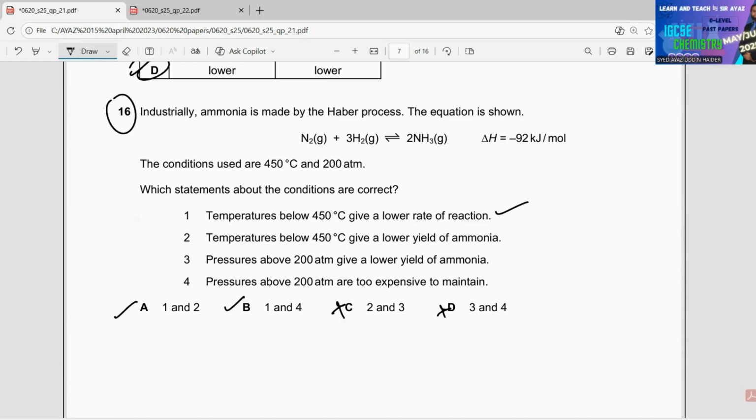You see, I've narrowed down the choices. Now it becomes easier for you to choose the best answer. If you want, you can check that statement number 3, but for sure it must be incorrect here. So now looking at statement number 2: temperatures below 450 degrees centigrade give a lower yield of ammonia. Is this statement correct?